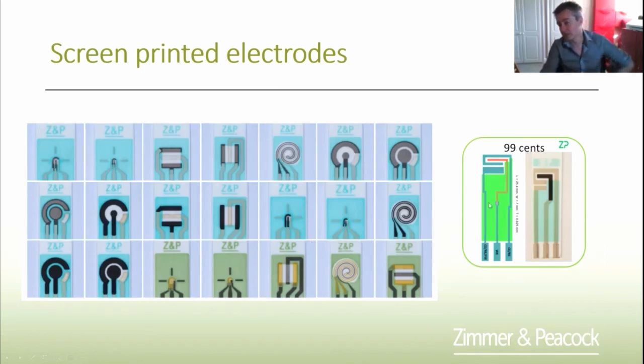And the nice thing about this kind of technology is these screen printed electrodes, even when we're only selling packs of 200, we're selling them at 99 cents each. So a pack of 200 is 198 euros, but individually they're quite low cost.